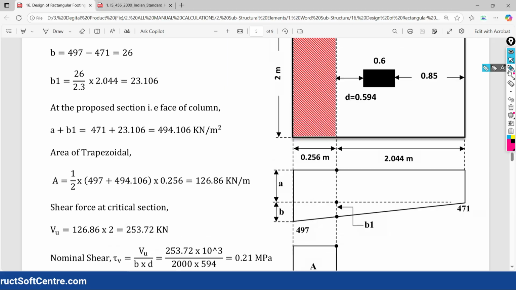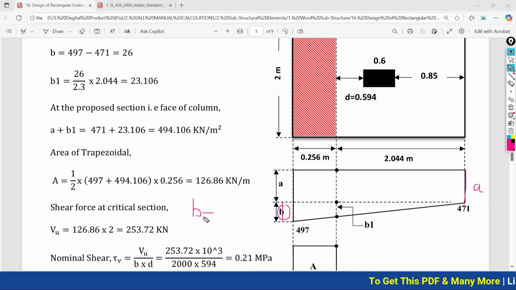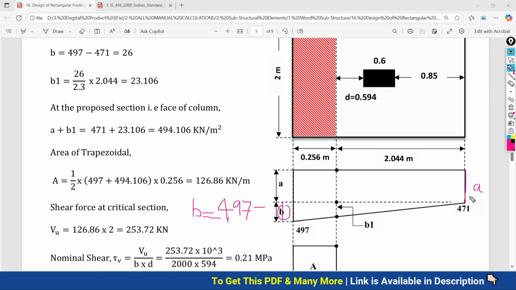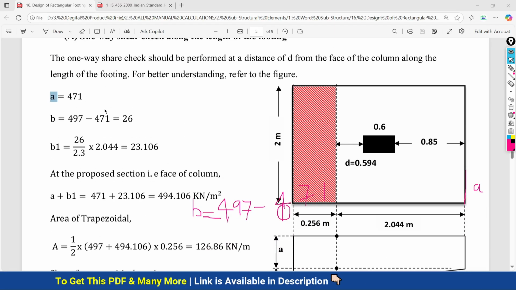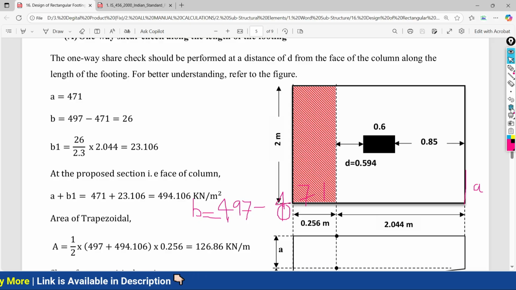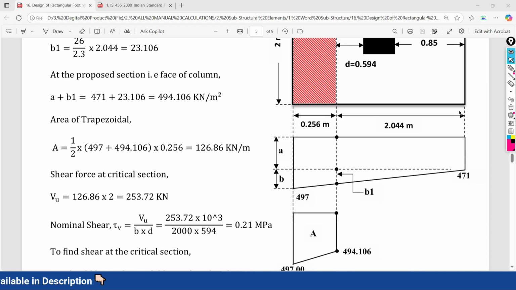But for this we are going to call this height A, and the remaining height on this side we are going to call B. So B is very simple to calculate. B will equal the total 497 minus your A value, that is 471. This calculation is already given here, so A and B you can easily calculate. The question is how to calculate the B1 value. How can you calculate this B1 value? By the similarity of triangles.